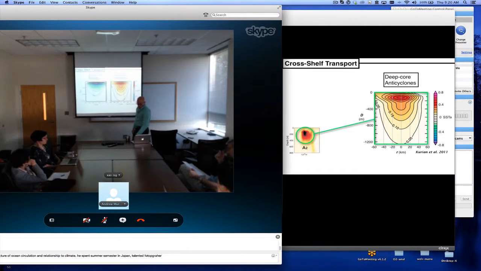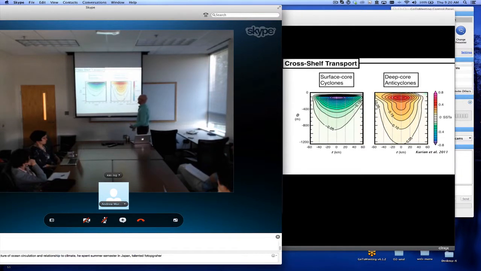The other is a surface core cyclone. So it's the opposite. It rotates cyclonically. It has negative SST anomaly and negative SSH anomaly. And its vorticity maximum tends to be located near the surface.